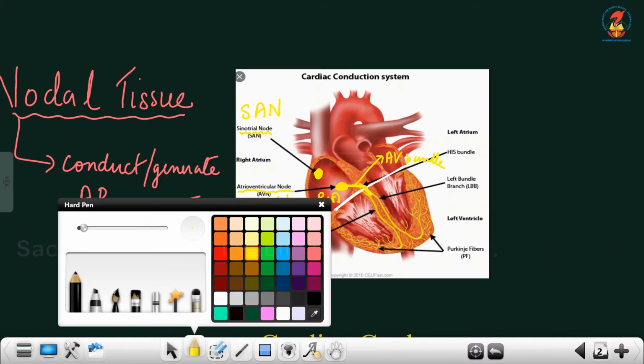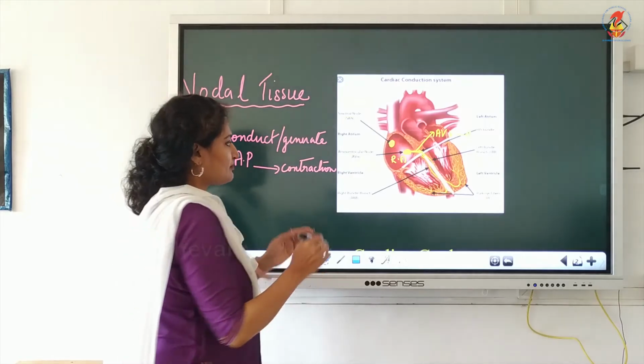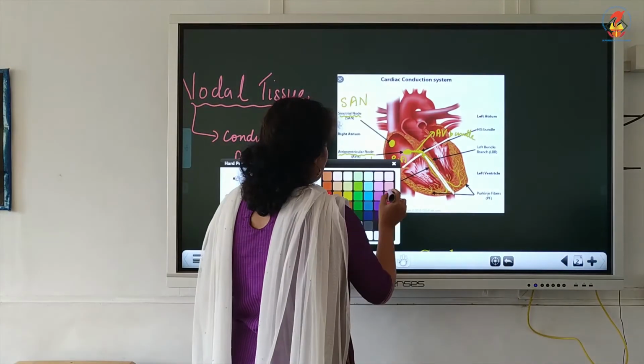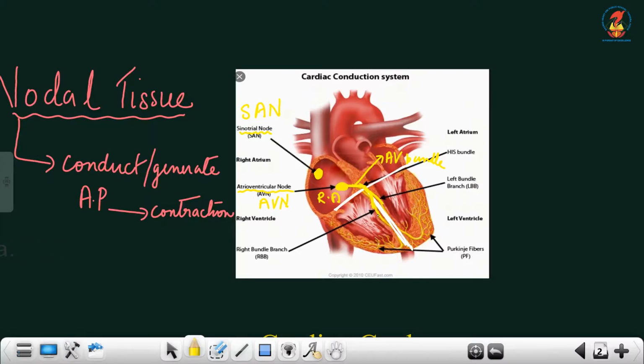We know the septum that separates the two ventricles is the interventricular septum. It emerges above the interventricular septum, and there it splits into two branches, the left and right branches. These go down into the ventricles, and once they get into the ventricles, they break into finer branches and supply the ventricles. These finer branches are called the Purkinje fibers.